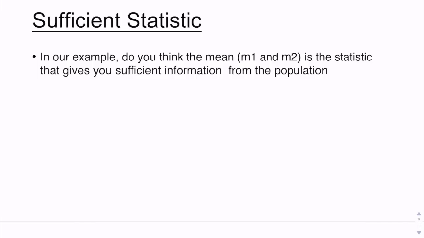Let's say I give you another example. If I tell you the average grade for this class is 80 and the average grade for another class is 30, does that give you the entire information you need to know about this population, or are there some other statistics you need to know?